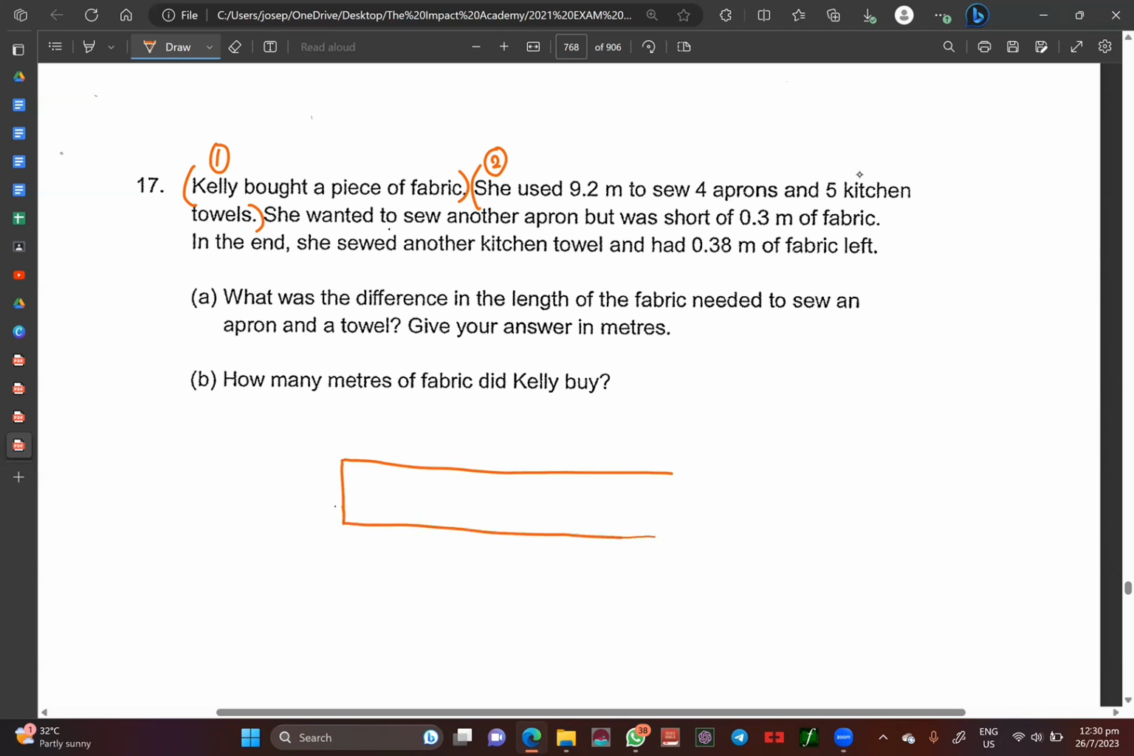We are going to show that whatever is from here all the way to here is basically 4A plus 5T. Okay, 4A plus 5T. Now, we know that whatever that is over here is actually 9.2 meters. So you might want to show that as well. All right, you can put 9.2 meters over here.